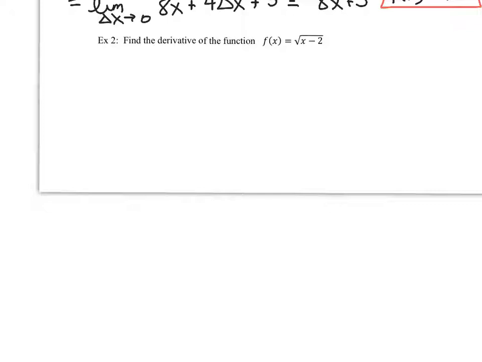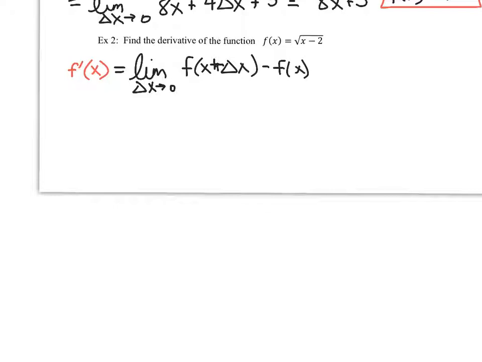Let's try another example. Example number 2 says find the derivative of the function f of x is equal to the square root of x minus 2. So we're going to use our limit definition to find f prime of x. So our formula says f prime of x is equal to the limit as delta x approaches 0 of f of x plus delta x minus f of x all over delta x.